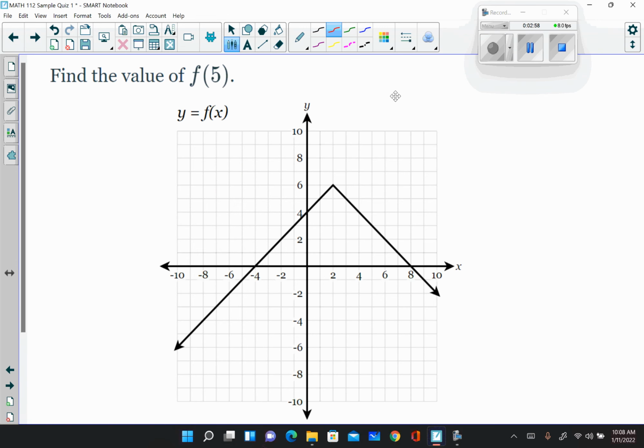Find the value of f of 5. F of 5, the number in there is x. When x is 5, f of 5 means the y value when x is 5. When x is 5, y is 3.